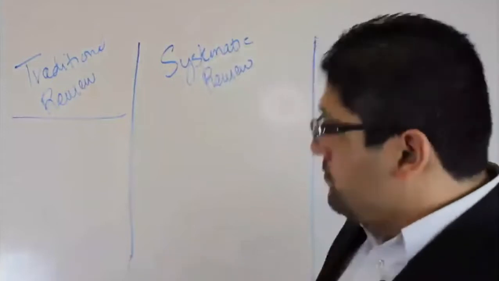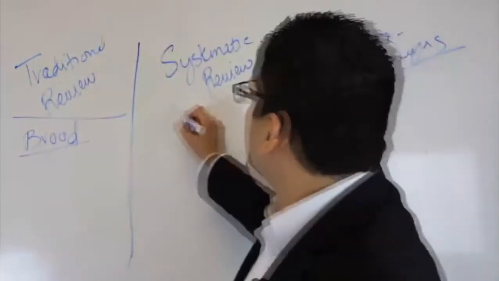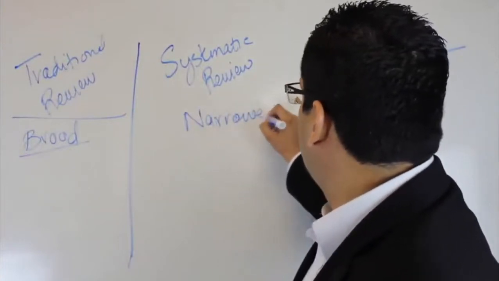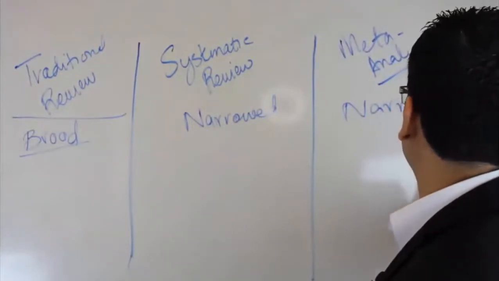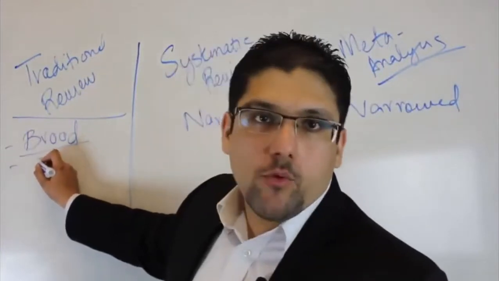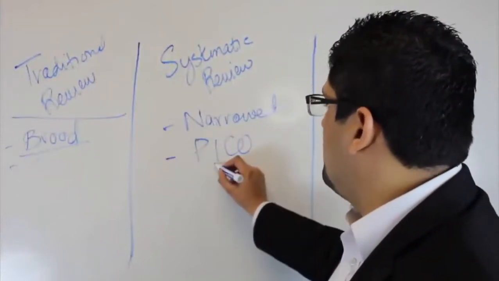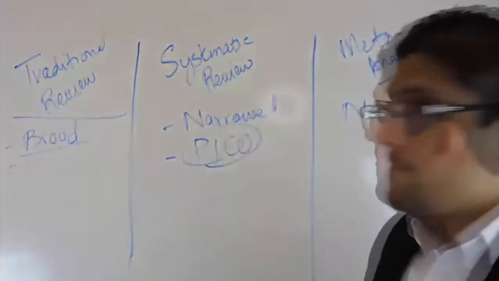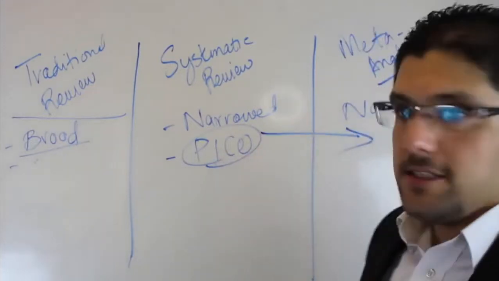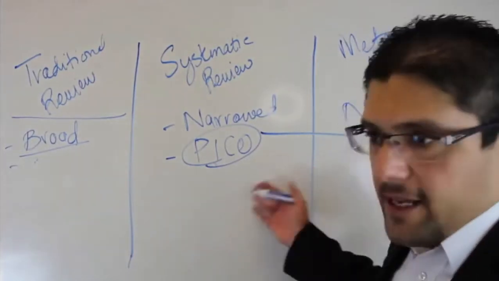So in traditional review, usually they are broad. Their research question or topic is broad. But in systematic review and meta-analysis, it's narrowed to the point. Here, in a traditional review, we don't need any PICO question. We can just start with a regular question. Here, we do need PICO or we may not. If you want to follow PICO and write a systematic review with all four components, then highly likely it will become a meta-analysis because it will become statistical.